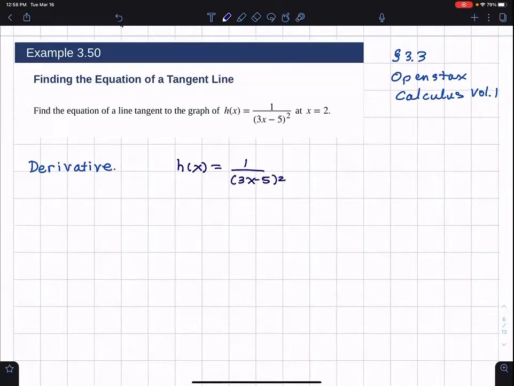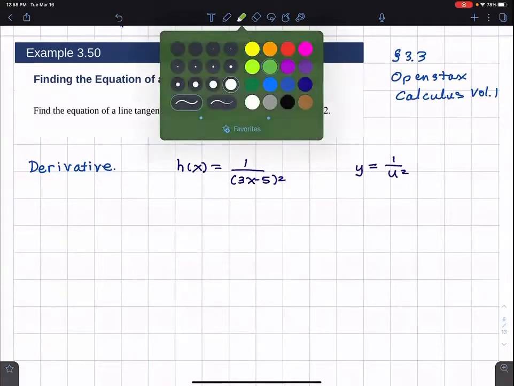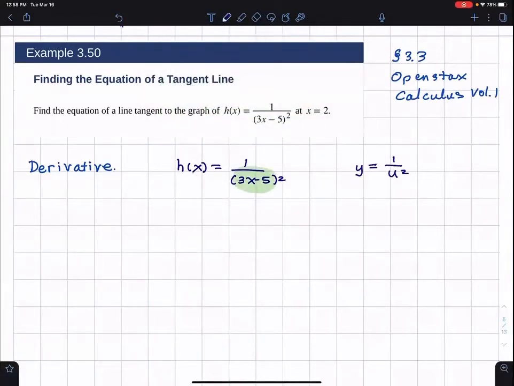Now we could, if you want, on the side of the paper, break this down into the composition: 1 over u squared, so u is that inside part, 3x minus 5. So h or y is 1 over u squared, where u is 3x minus 5. You might want to start by writing down what u is, seeing what's inside the parentheses. And then if I want to take the derivative of 1 over u squared, I should write that as y equals u to the minus 2 power, because I'm going to use the power rule.